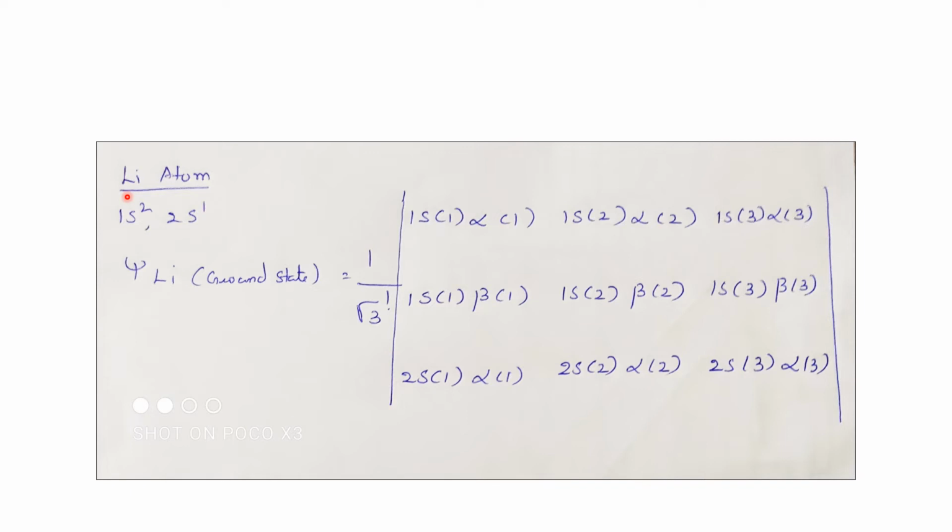In the previous slide, you have studied how to construct a Slater determinant in the case of a 2 electron system. This is a 3 electron system, that is, the lithium atom. It contains 3 electrons, that is 1s2 2s1. This is the Slater determinant in the case of a 3 electron system. This is the same as what you studied in the previous slide.